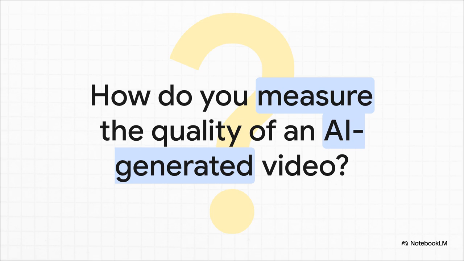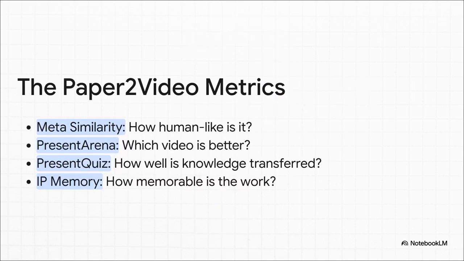A good academic video isn't about looking good. It's about how well it communicates complex ideas. So how in the world do you actually test for that? The researchers had to invent their own set of metrics. They measured how similar it was to the human version. They had an AI judge pick the better video in a head-to-head competition. They tested how memorable the work was.